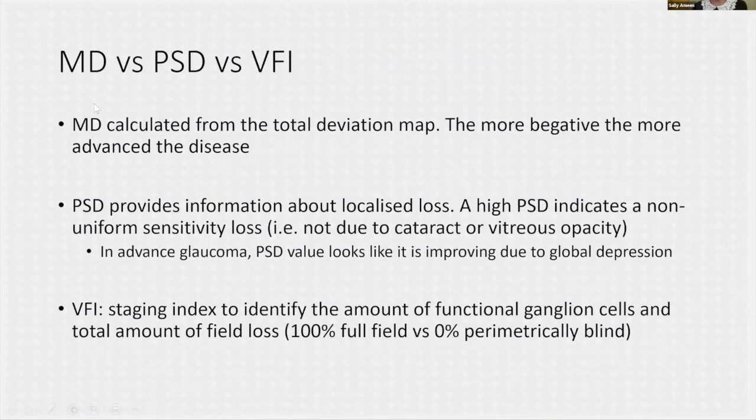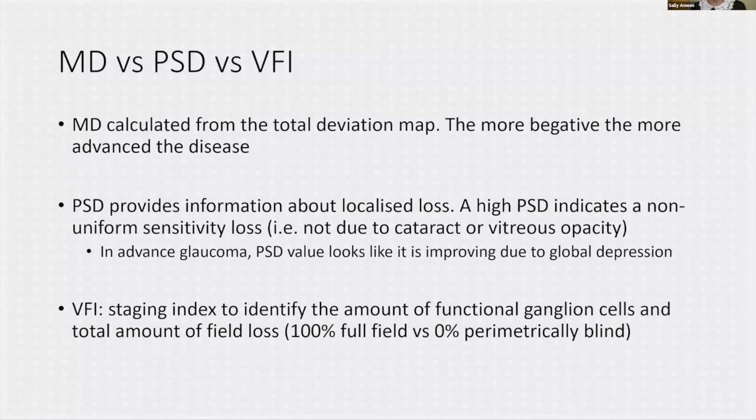But just a point of note, in advanced glaucoma, you may find the PSD value looks like it's improving, but that's actually because there's a global depression in the entire visual field. So just be wary when it comes to looking at these values and comparing them. As you know, unless the cause of the visual field defect is reversible, which is not the case if it is glaucomatous, these values should never be getting better. The best that we can hope for is they stay static and do not get worse.